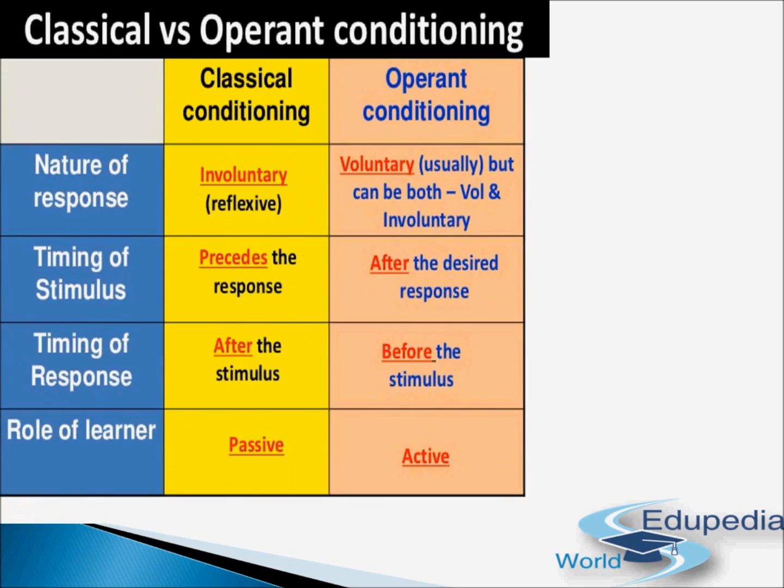Now let us understand through a table the difference between classical and operant conditioning. Here we are showing a table which differentiates classical and operant conditioning. We are making the difference with respect to nature of response, timing of the stimulus, timing of the response, and role of the learner. First, nature of response. In classical conditioning, the response is involuntary, as we have seen that the bell ringing itself gives this salivation. But in operant conditioning, it is usually voluntary, but can be both voluntary or involuntary. The learning takes place.